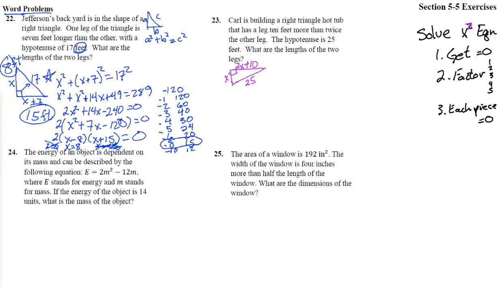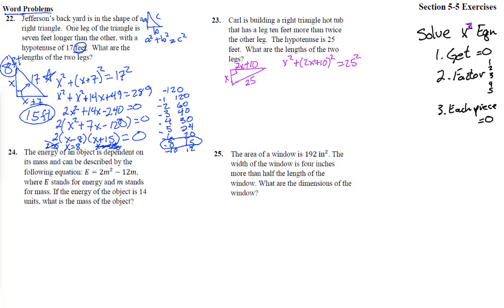All right. So let's do our a squared plus b squared equals c squared. That's our formula that gives us a math equation. x squared plus (2x plus 10) squared equals 25 squared. Now this is a math equation and it looks ugly, but do we know how to solve these? Yes, that's the whole point of this chapter, is that you've now been given the ability to solve polynomial equations.